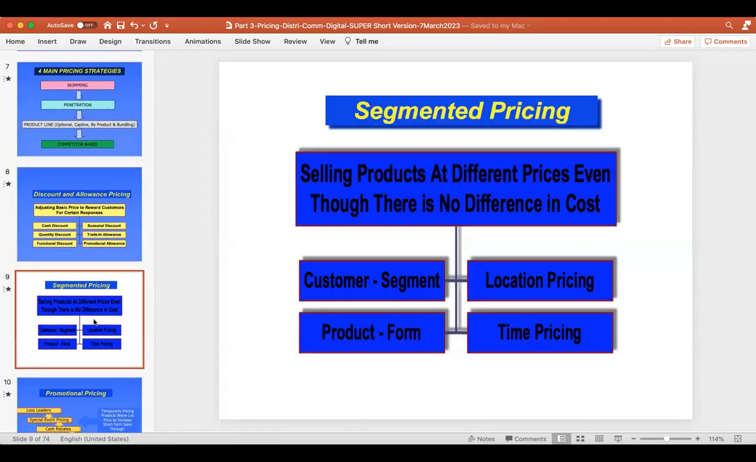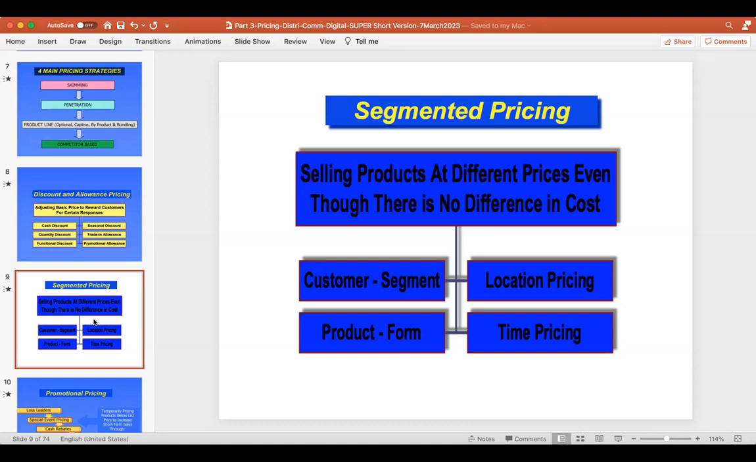Other types of discounts or price decisions are based on who's buying. So students will pay less, seniors will pay less. If you buy this product in various locations, the price will be different, duty free versus outside of the airport.